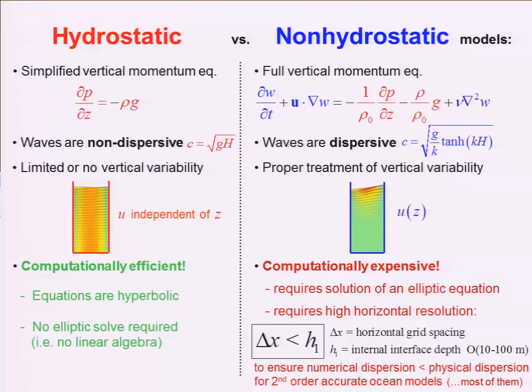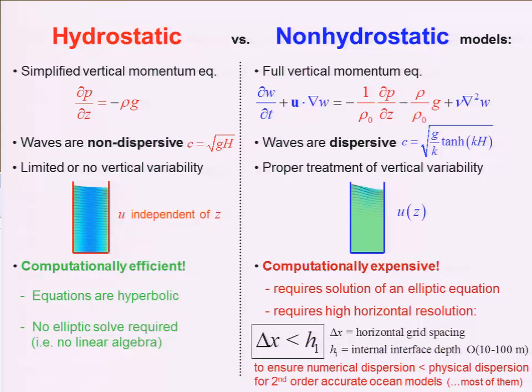The major difference is the treatment of the vertical momentum equation. When the aspect ratio is small, the vertical momentum equation reduces to the hydrostatic balance. And in this case, we can calculate the pressure as just the integrated weight of fluid overhead. In non-hydrostatic models, we have to solve a pressure Poisson equation to capture the pressure, which is very computationally expensive.